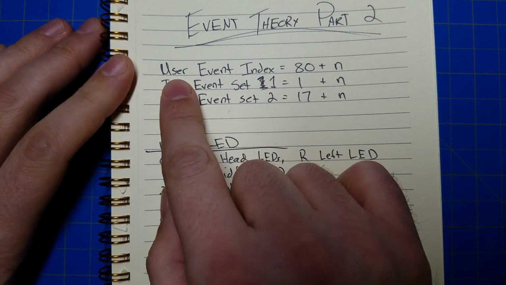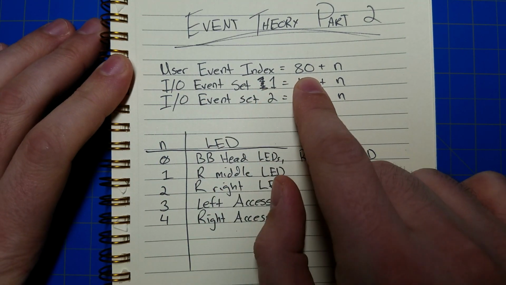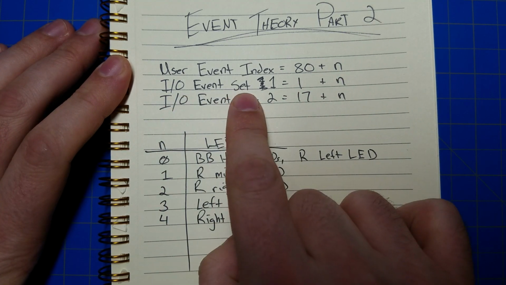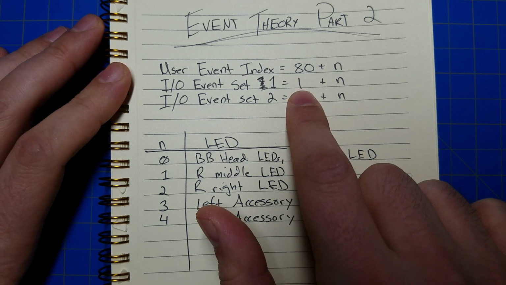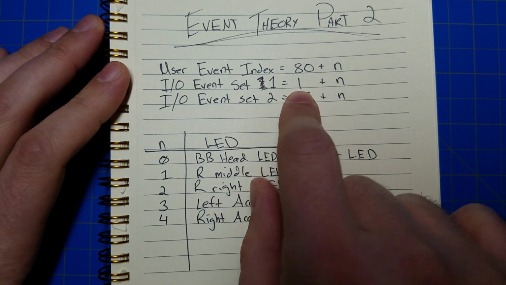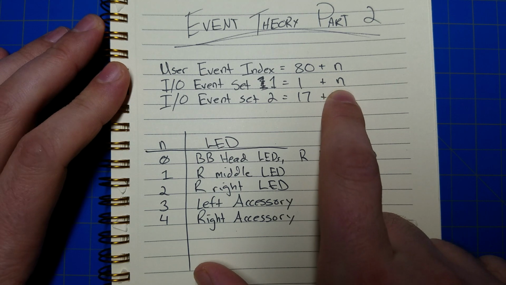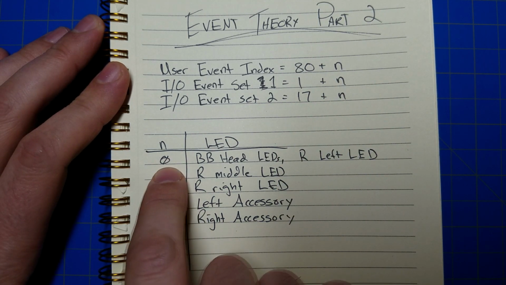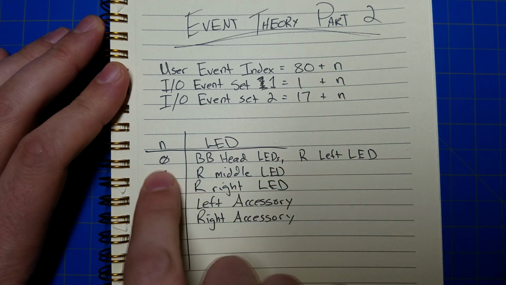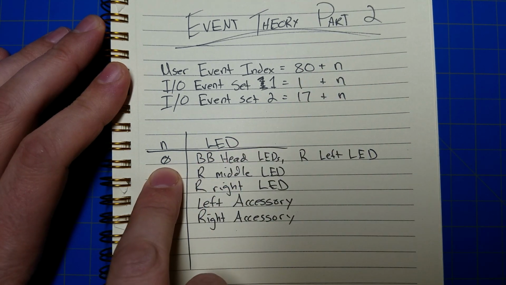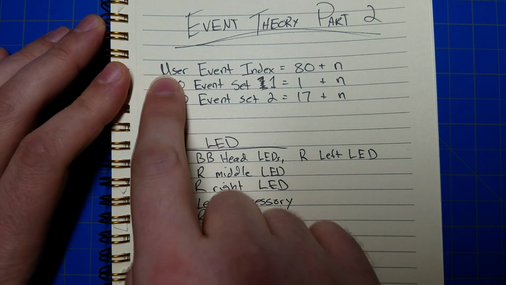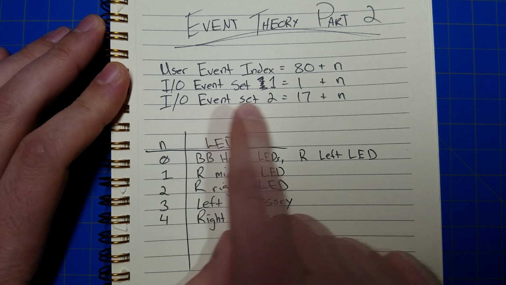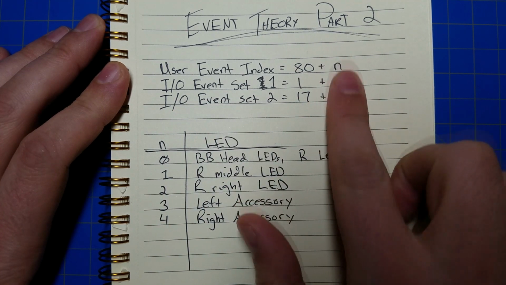The user event index has a value of 80 plus a variable that I'm going to call n. For set 1 of IO events, the IO event will have a value of 1 plus whatever the value of n is, and 17 plus the value of n. What do I mean by that? Whenever n is in these formulas, if n has a value of 0, that means user event index 80, or IO event 1, or IO event 17, because n is 0 in these cases.